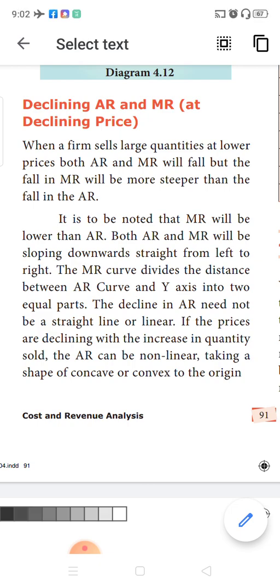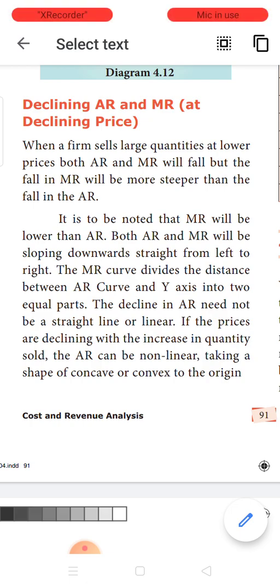Both AR and MR curves, what are they? They are downward sloping curves. They are straight lines from left to right. The MR curve, what will it do? It will divide the distance between the AR curve and the y-axis. The distance between the AR curve and the y-axis is exactly divided by the MR curve into two equal parts.